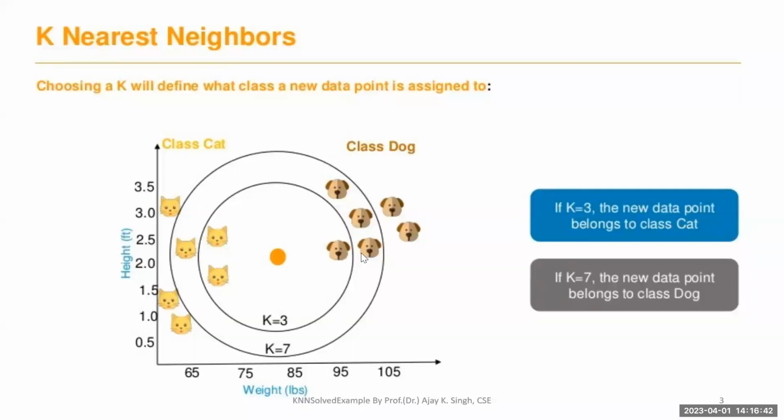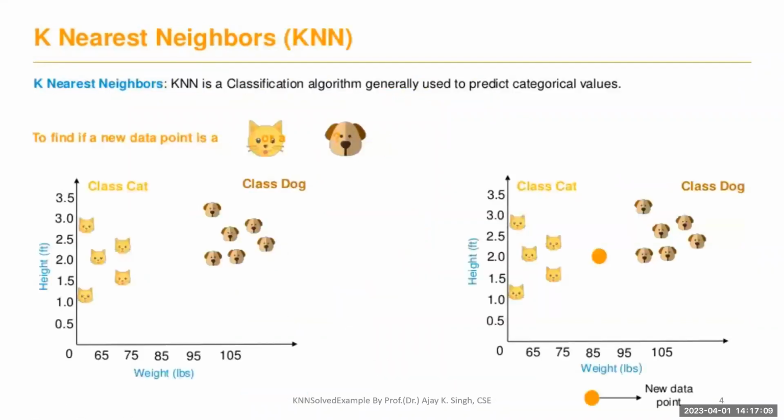So 2 important conditions are there: K has to be an odd number, and at the same time, the value of K cannot be a multiple of the number of classes. If there are 3 classes, it cannot be a multiple of 3. Right? So in order to avoid this ambiguity. Okay. Now let's take a practical implementation of this KNN, so that we can have some deeper insight.